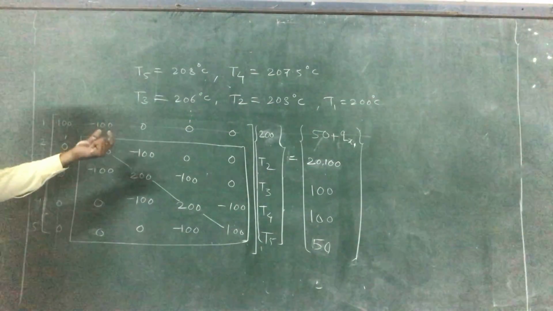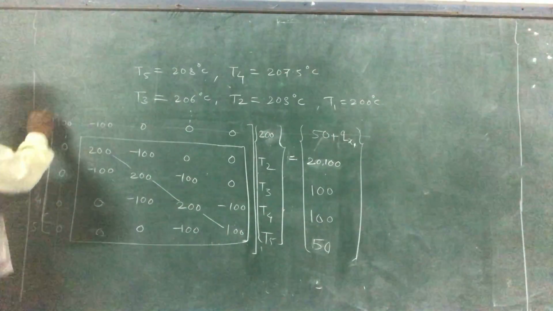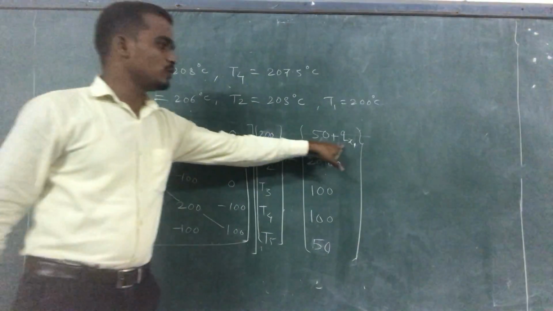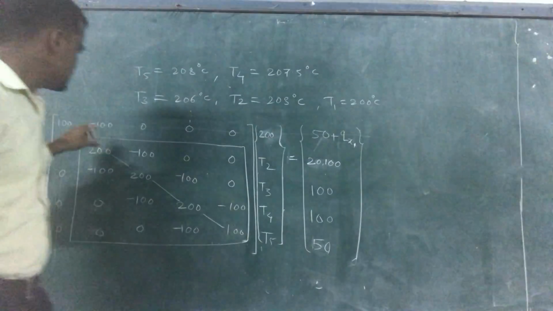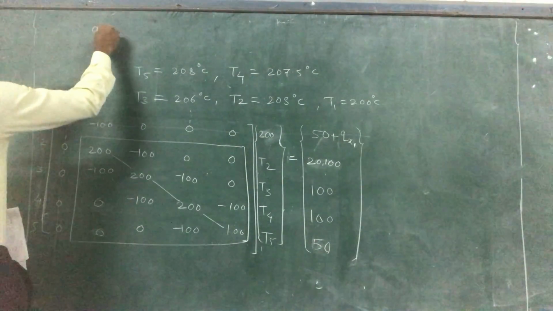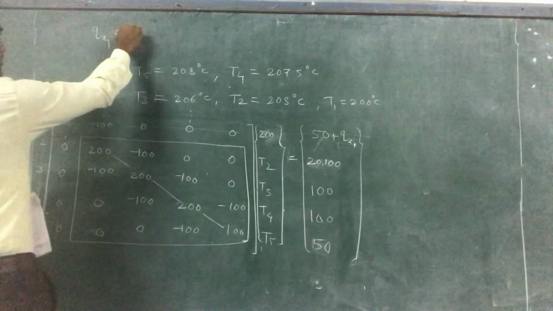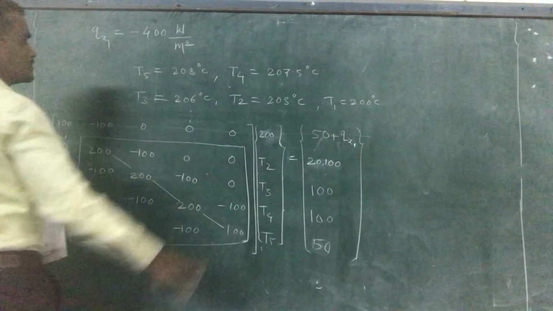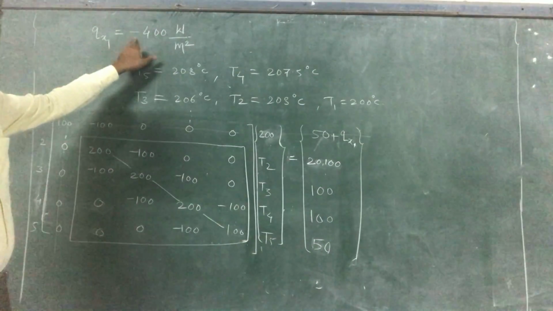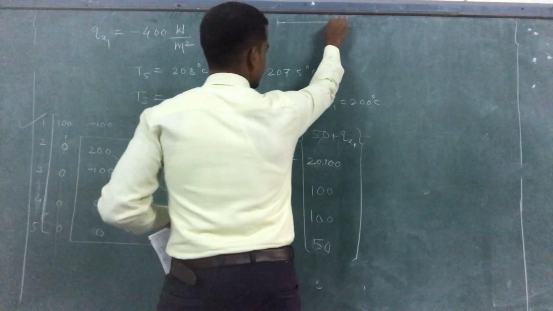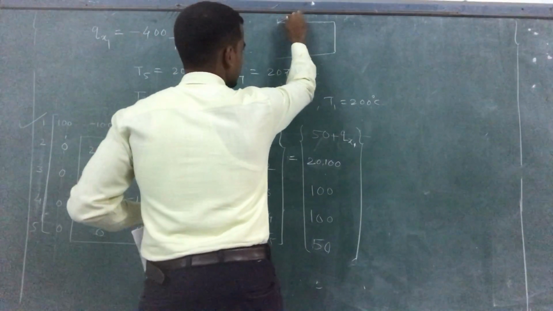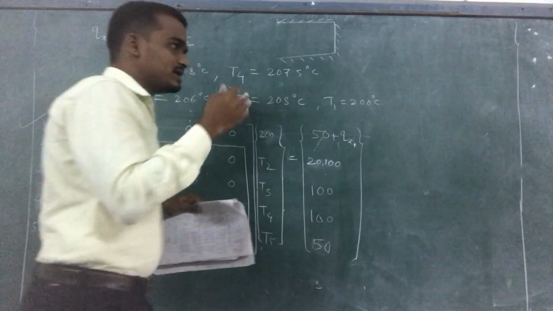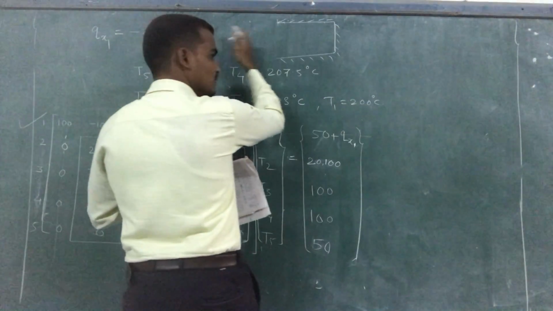Then by putting all these values, T2 to T5, into this first equation, you will get Qx1. Qx1 is equal to minus 400 watt per meter square. So why is this negative sign there? Because this is your heat chamber, and on the other side there is an insulation. So heat transfer will take place from RHS to LHS.